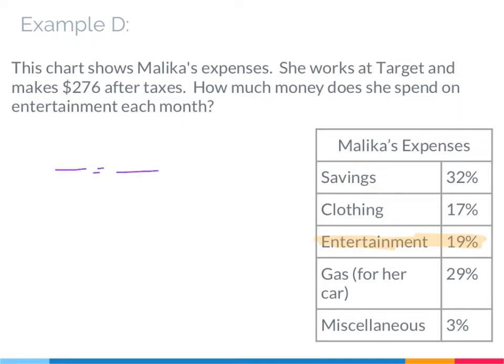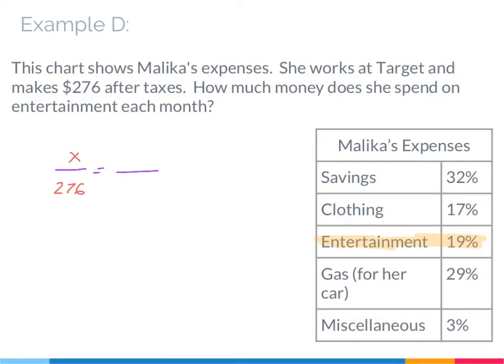And now let's take a look at the information that we have. We know that she makes a total of $276. So I'm going to put that total down here on the left-hand side. Again, it doesn't matter which side or where you put things, as long as you're consistent. So $276 is the total amount of money. I need to know how much money she spends on entertainment, and I don't know that. So that's going to be X.